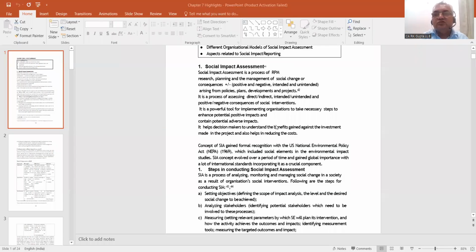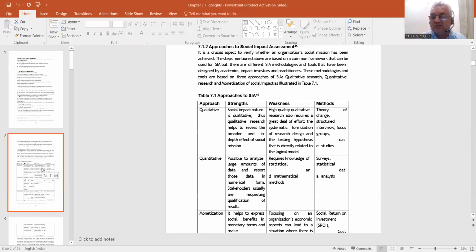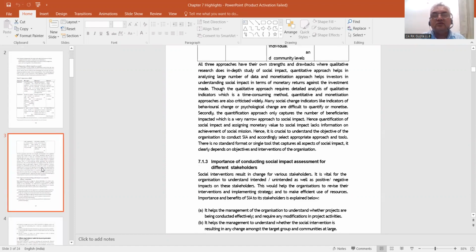Today, we'll complete chapter 7. Chapter 7, we had started regarding the social impact assessment. We understood the concept, we understood the steps in conducting social impact assessment. Then we saw some of the approaches: qualitative approach, quantitative approach, monetization approach. Then we understood the importance of conducting social impact assessment for different stakeholders.